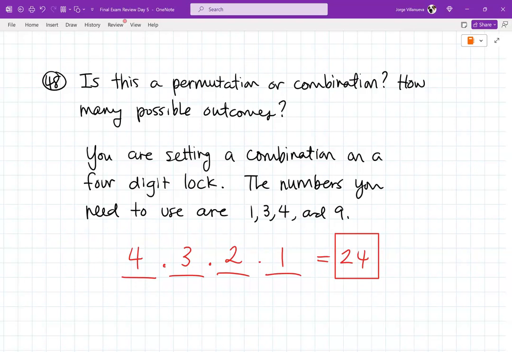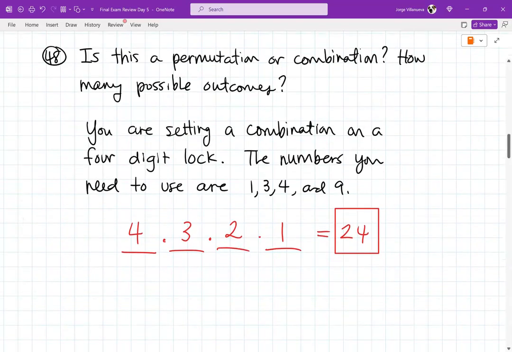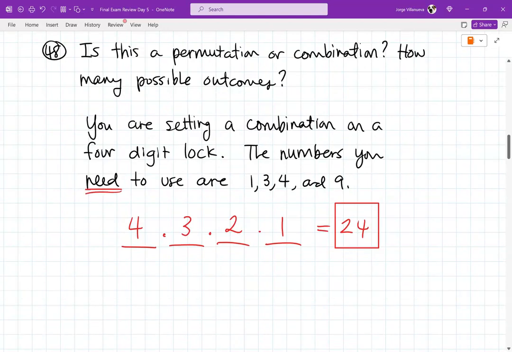Now, if I could repeat, then it would be 4 times 4 times 4 times 4. If they said like, here are the 4 options you have, but you don't have to use all 4 numbers, well, then it could have been like 1, 1, 1, 1, or 3, 3, 3, 3, or 3, 3, 4, 4, right? Repetitions, that would have come out to a different answer. But I got to use those 4 numbers. And they do tell me that right here. Need to, right? Need to use.